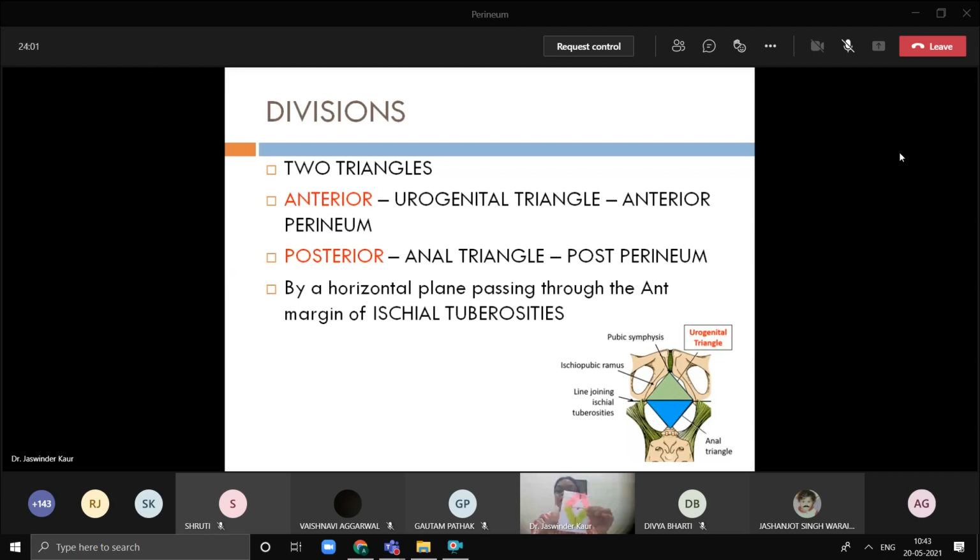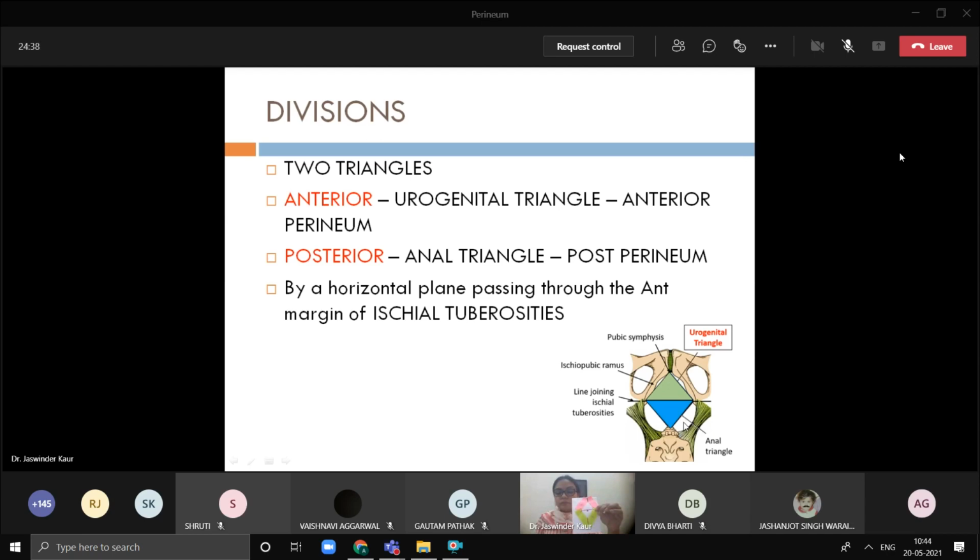Now in this diagram you can see these are the boundaries of the pelvic outlet. This is the ischial tuberosities. An imaginary line is drawn joining the two ischial tuberosities. By this, the perineum is divided into the anterior triangle, or the anterior perineum, and the posterior triangle, or the posterior perineum. This anterior triangle is known as the urogenital triangle. The posterior triangle is known as the anal triangle. Clear? Now the two triangles are clear?